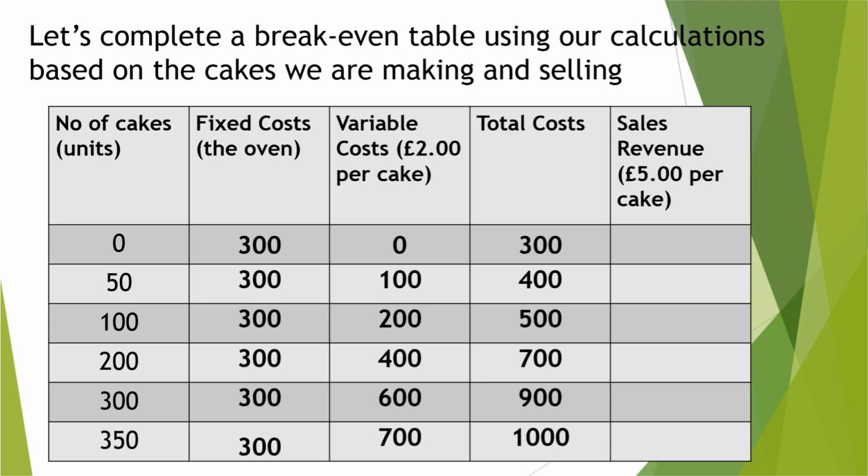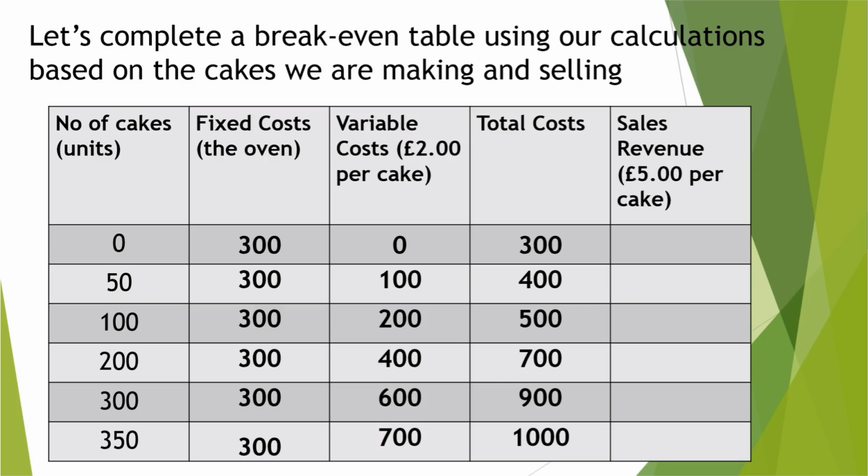We then have a look at the total costs. Well, we know that total costs is fixed costs plus variable costs. Therefore, my total costs if I don't make any cakes are still £300 because I have to take into consideration the costs of my oven. I then look at the number of cakes that I've produced, for example, 50. My fixed costs are 300, my variable costs were 100, and therefore my total cost, you add up the 300 and the 100, which gives you 400 total costs.